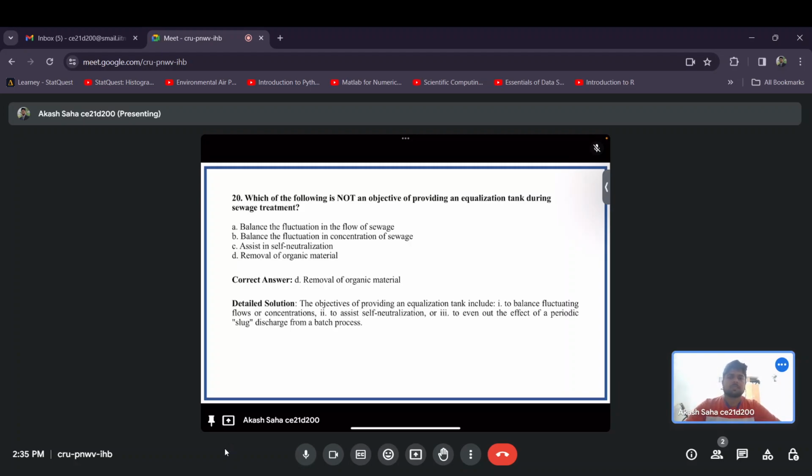That is the main function of the equalization tank: assisting in self-neutralization when balancing the fluctuation of the flow or the concentration of the sewage.